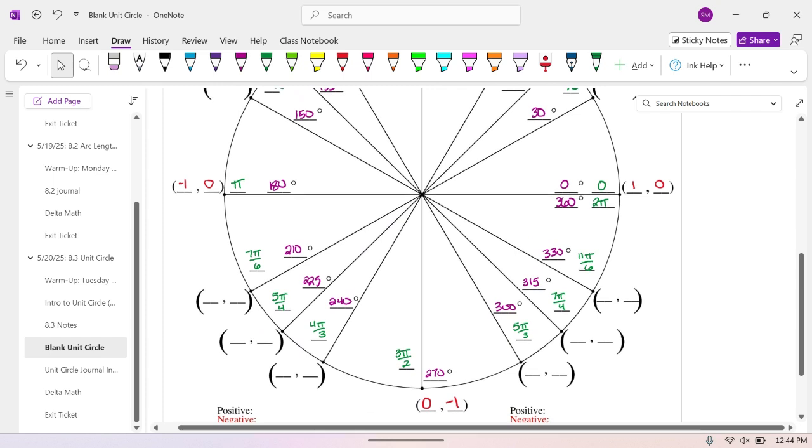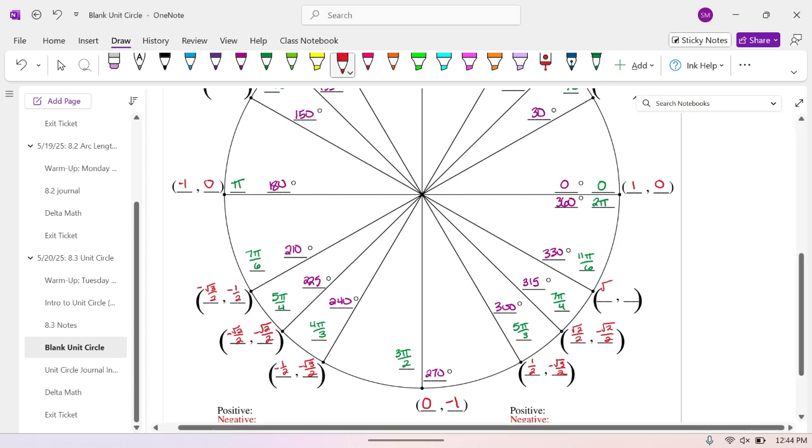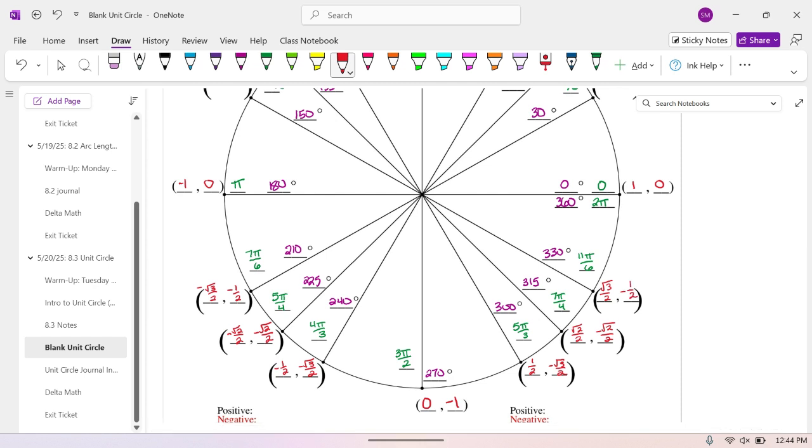Then after negative 1, 0, we have square root 3 over 2, negative 1/2, negative square root 2 over 2, negative square root 2 over 2, negative 1/2, negative square root 3 over 2, 0, negative 1, and then 1/2, negative square root 3 over 2, square root 2 over 2, negative square root 2 over 2, and then square root 3 over 2, negative 1/2. And thus you have the unit circle.